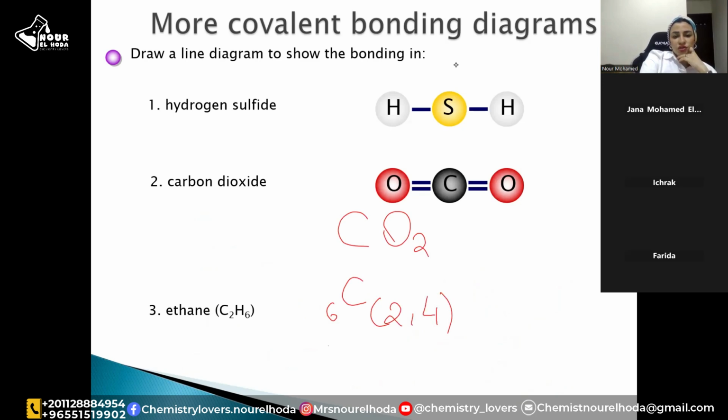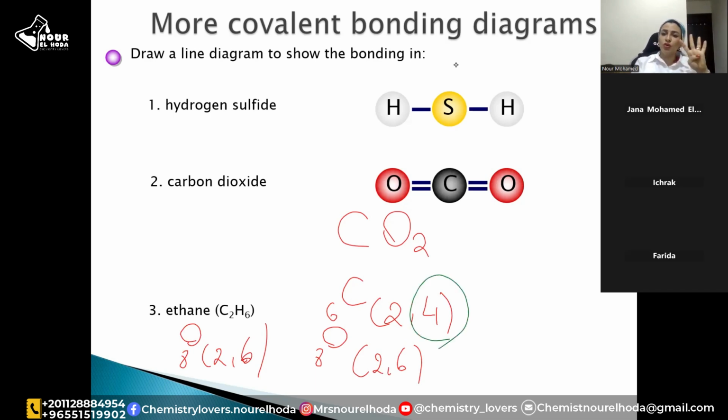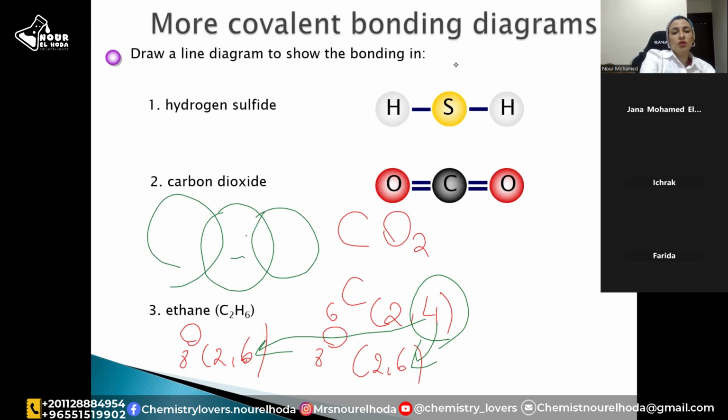How many oxygens do I have? I have 2 oxygens, 2 with 6. Okay, then what will happen? The carbon has 4 electrons in the outer shell, which means I need 4 more so I can be stable. So it's going to share by 2 here and by 2 here with every oxygen. One carbon is surrounded by 2 oxygens.